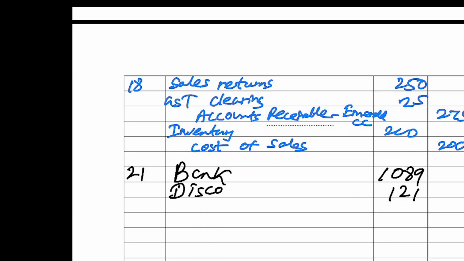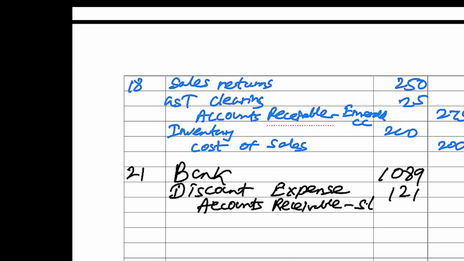Discount expense, make sure it's an expense. Expense increases, debit. And you credit the accounts receivable. If it's in debit and credit, debit goes first, credit after. Always make sure you write the debit entry first.